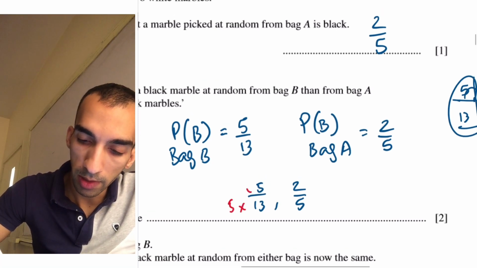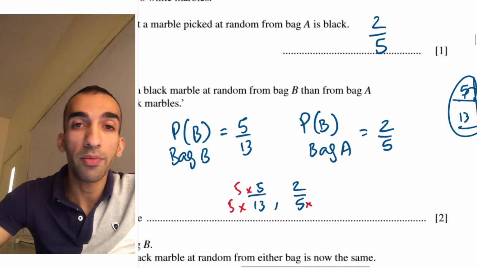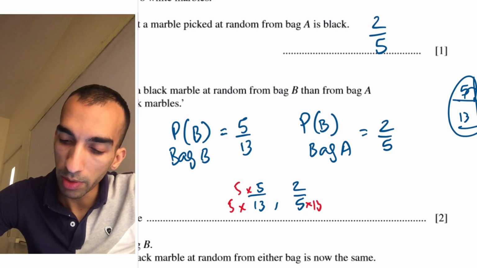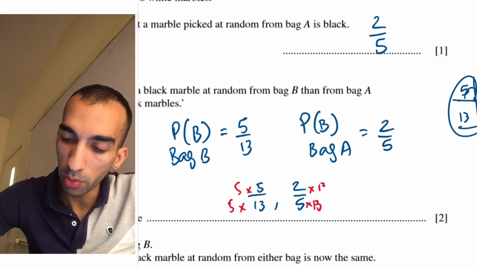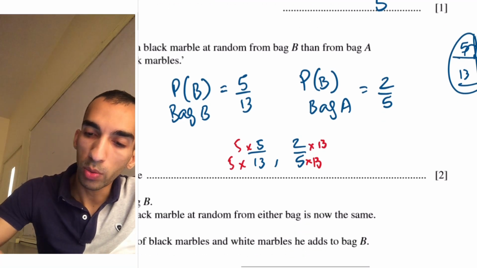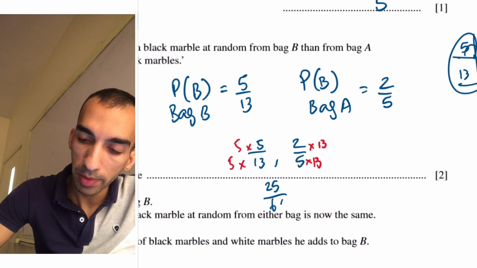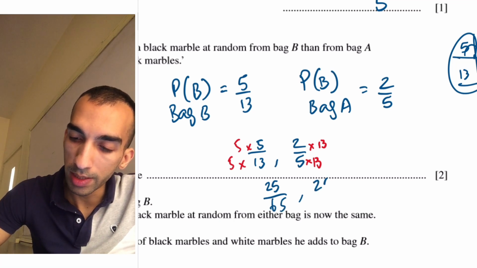Five over here and 5 over here. What do I multiply 5 with to make it 65? I'll multiply it with 13 over here and 13 over here. Now 5 into 5 is 25. Watch closely. And this is 26 over 65.